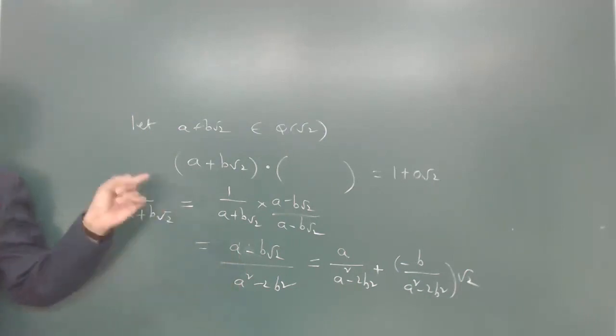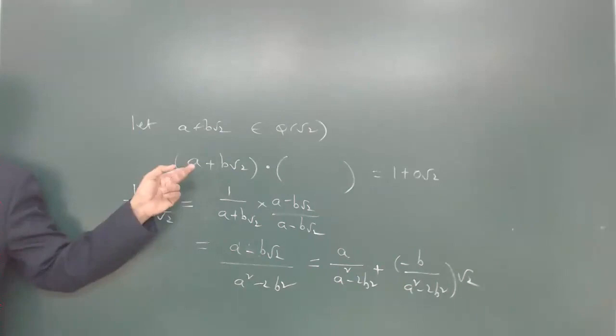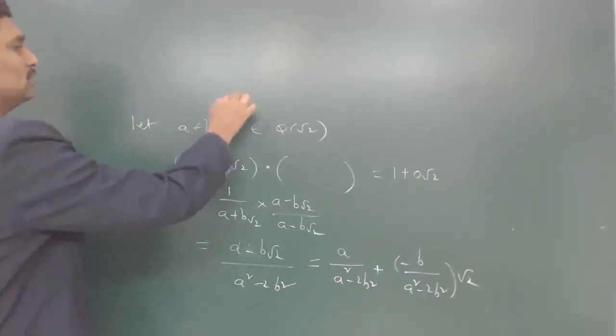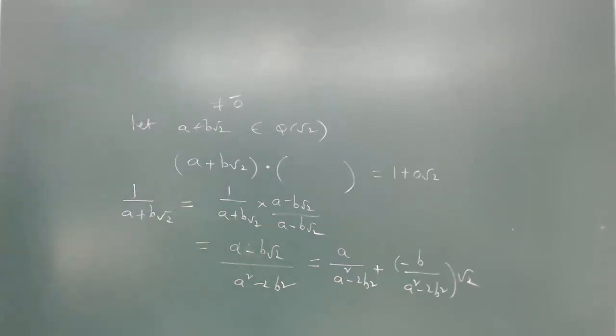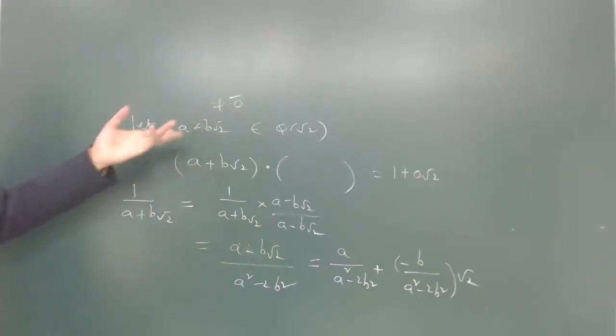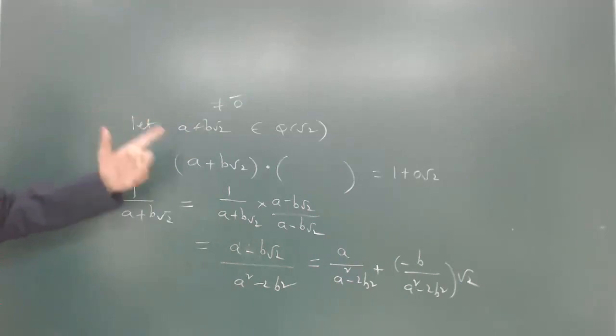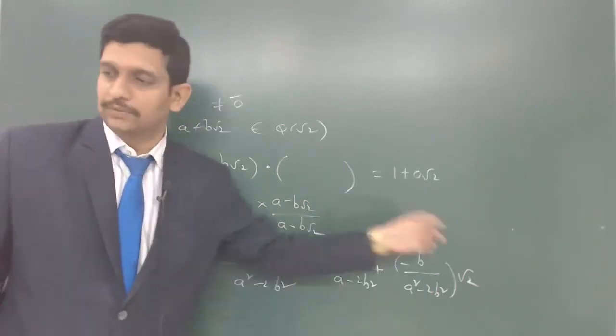As we have taken a non-zero value here, the value you have taken is not equal to the zero element. So obviously, either a or b is a non-zero number. If both are non-zero, it is well and good. Otherwise, at least one of a and b is a non-zero one. So definitely, this thing is also non-zero.